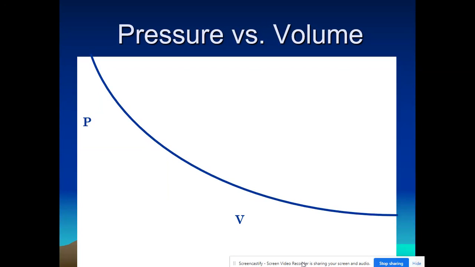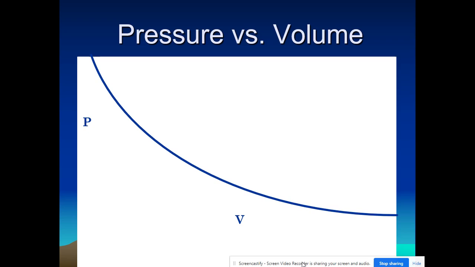Okay, so what I have on this graph here is a relationship described by Boyle's law. What we see on the y-axis is we have pressure. On the x-axis, we have volume. As the pressure increases on the y-axis, we see that the amount of volume decreases and vice versa.